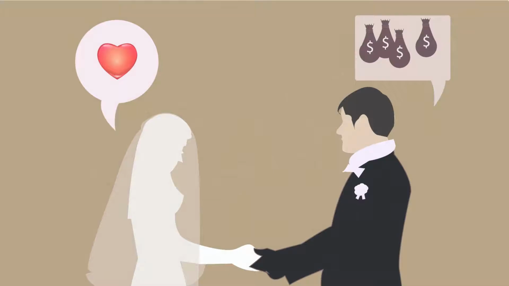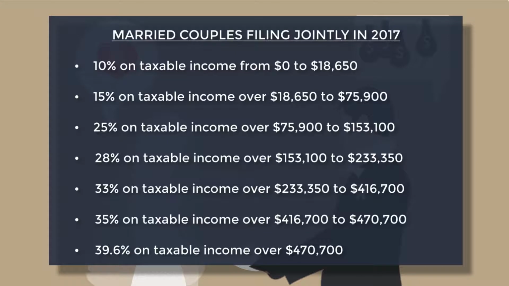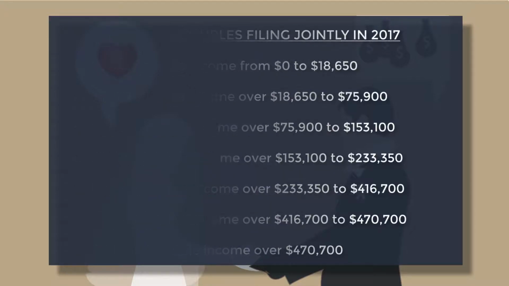By way of example, as of the 2016 tax year, in other words, returns filed in 2017, for a married filing jointly filer, up to $18,650 is taxed at a rate of only 10%, whereas, for example, above $470,700, it's taxed at 39.6%. And in between those two amounts, you have many other tax brackets, including 15%, 25%, 28, 33, and 35%.